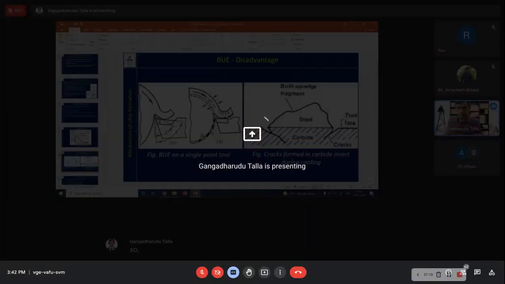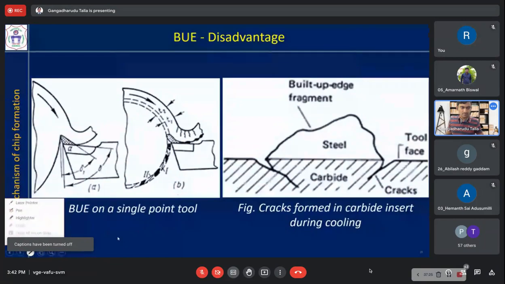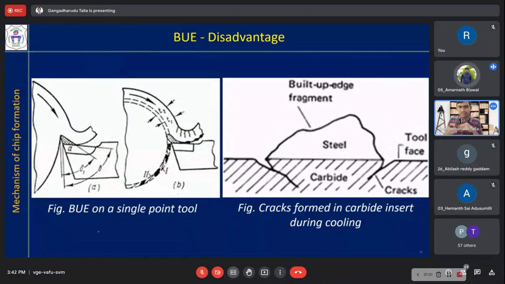So I think I have discussed this slide to some extent before I left the meeting. Did I discuss the first figure, second figure also? Yes, sir. Second figure was also discussed. Is it? No. Second figure not discussed. Okay, first figure is all.